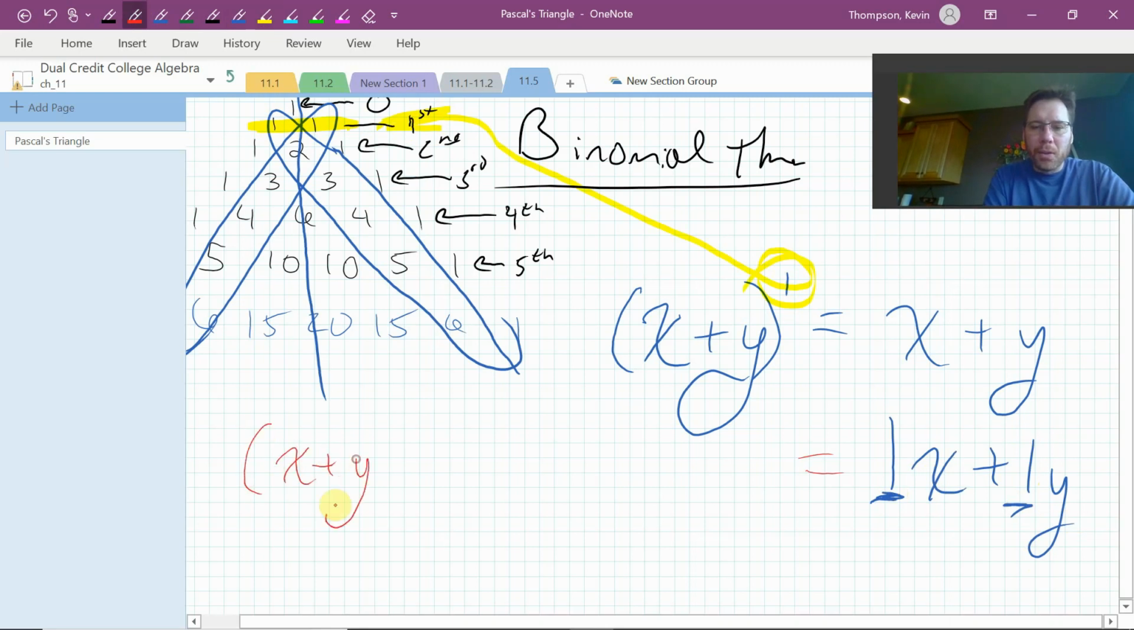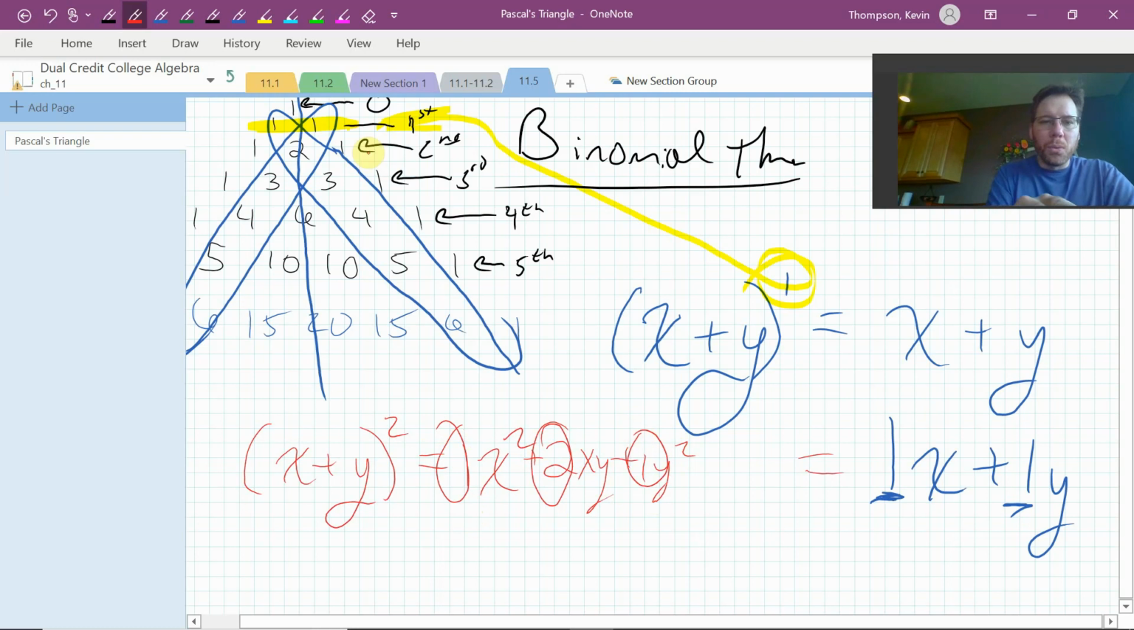If I would say x plus y quantity squared, we've multiplied that out lots and lots of times. And I hope you said x squared. Don't forget the middle terms. Don't say plus y squared, that's leaving something out. There is this 2xy. So if you look at these coefficients, they are 1, 2, 1, which is the second row, the way I'm defining it. Why the second row? Because the exponent here is 2.